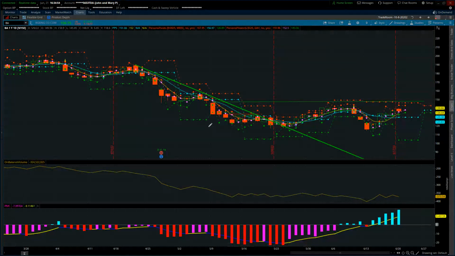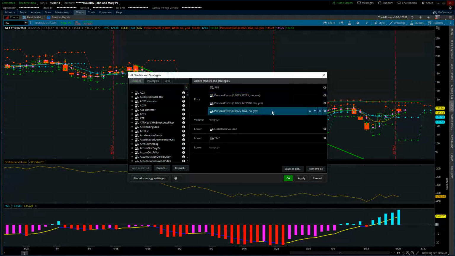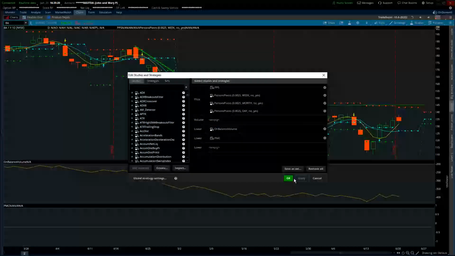Pretty cool. What we have on our chart here are a lot of lines. These dashed connected lines are weekly pivots on the Person's Pivot indicator, and the tiny little dots, hard to see, are 60-minute on the daily chart with the daily pivot. So what we need to do is edit this study, and I'm going to uncheck the study on daily pivots. There we go. Apply and hit OK.